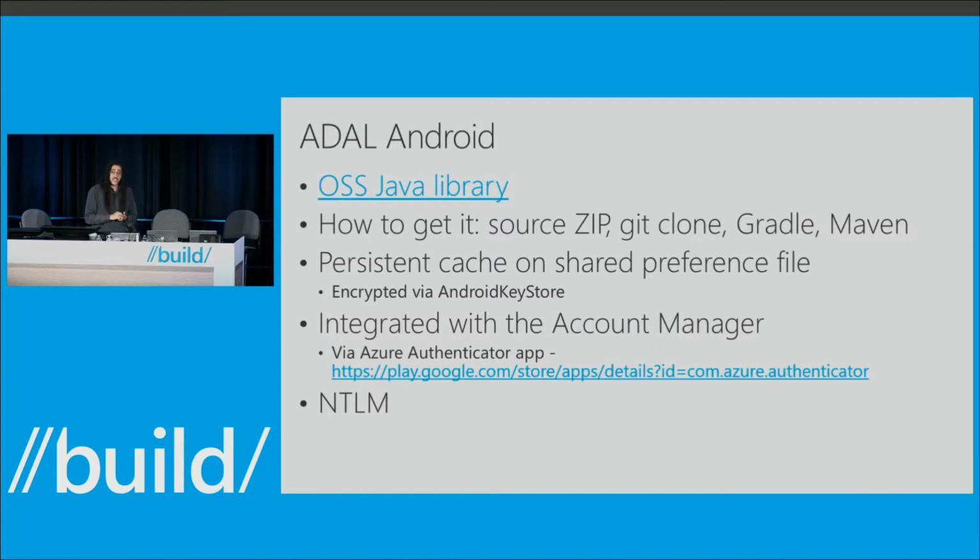And one really interesting feature of our Android library is that it integrates with the account manager and the Azure Authenticator app. So we have this Azure Authenticator app, which makes it easier for you to deal with multi-factor auth. And we actually integrate with that. So if you have it on board and you have an app that uses tokens from AAD, through that app you can broker the caching of the tokens. And so you can achieve SSO across the board, which again is a very nice feature.